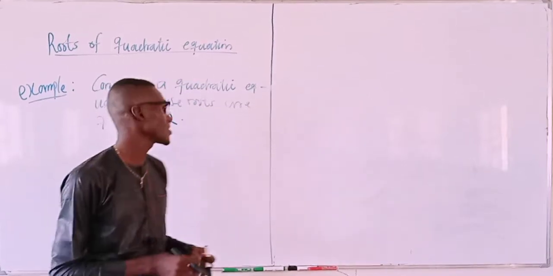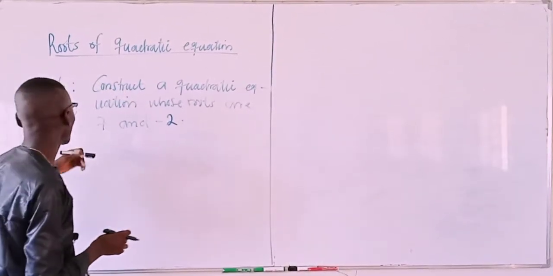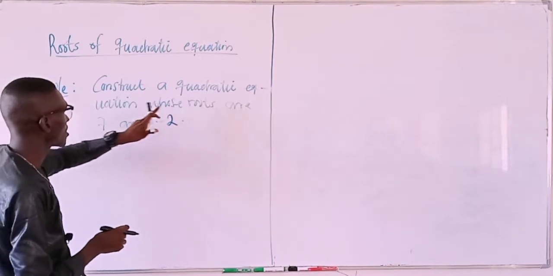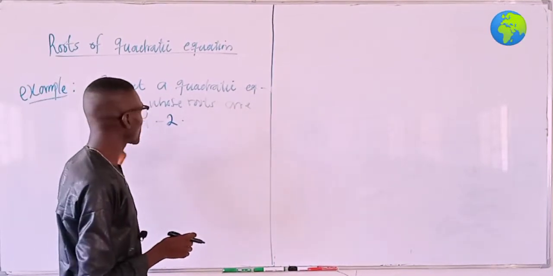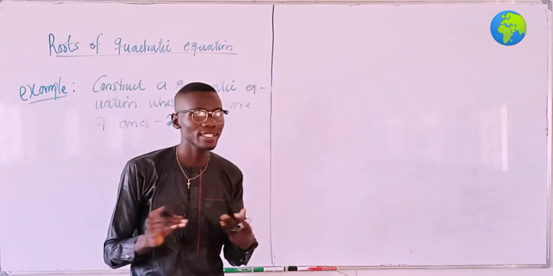Hi viewers, in today's video we have a question to solve. It says construct a quadratic equation whose roots are 7 and minus 2. So if you recall from the last video we did, we were talking about roots of a quadratic equation, right?